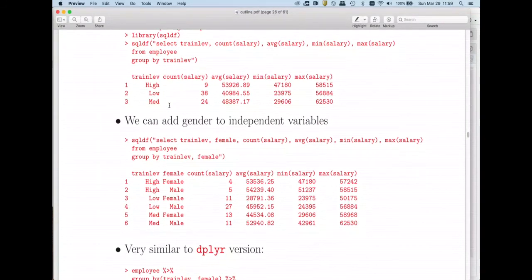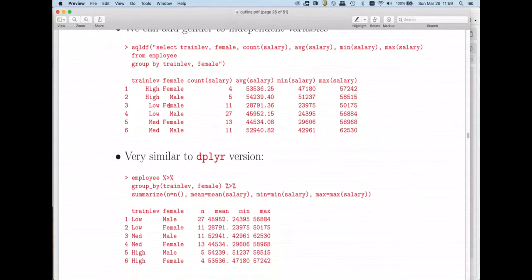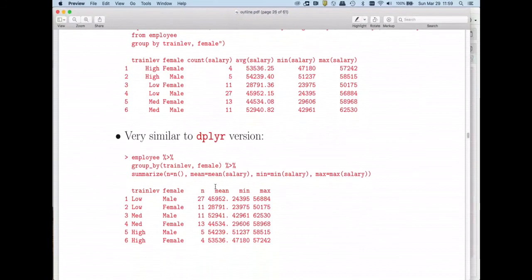I'll just mention one more thing. You could condition on more than one x variable. This gets us to a multivariate analysis. So how does your salary depend on both training level and gender? Here I compute the mean salary, the min, the max, whatever you want, broken out by both training level and the female variable. I've done that just by listing both the variables in my group by command.